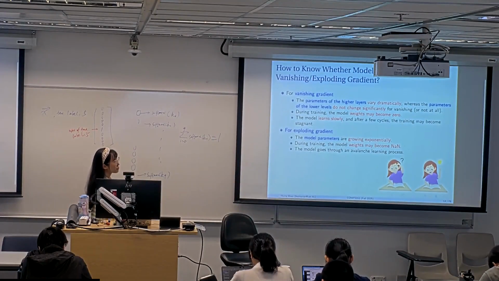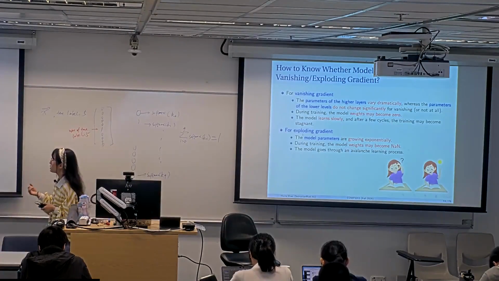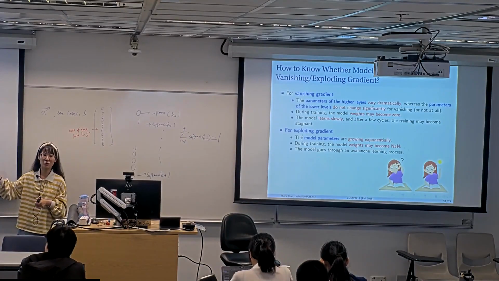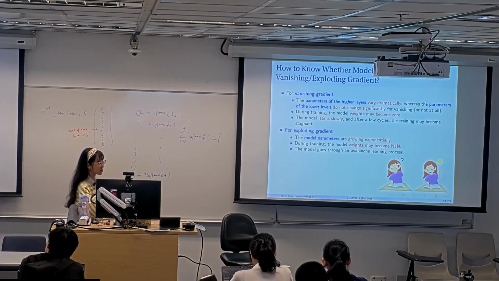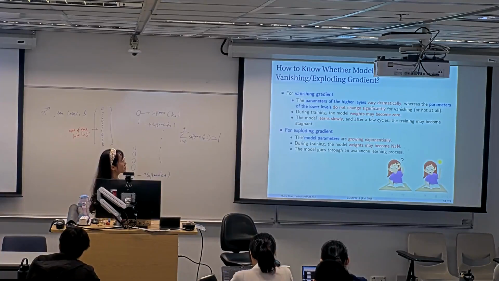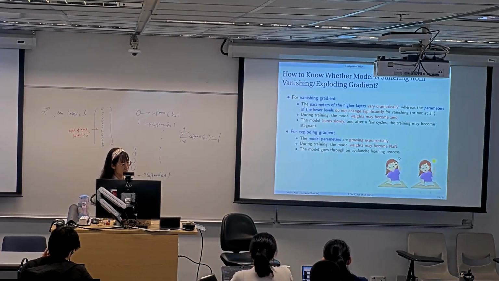Then for exploding gradients, if you find that your model parameters are growing exponentially, that's definitely exploding gradients. And during the training, if the model weights just become not a number, that's exploding gradient, because after it increases exponentially, it just exceeds the precision of Python. Python cannot support such a large number, so everything becomes not a number. And then the model goes through an avalanche learning process. These are some signs that you are suffering from exploding gradients.